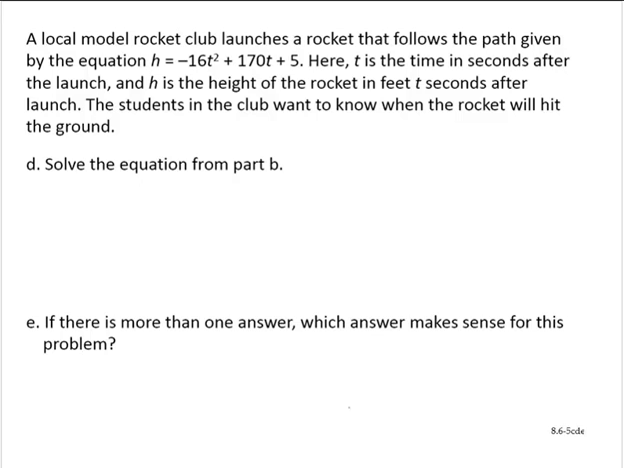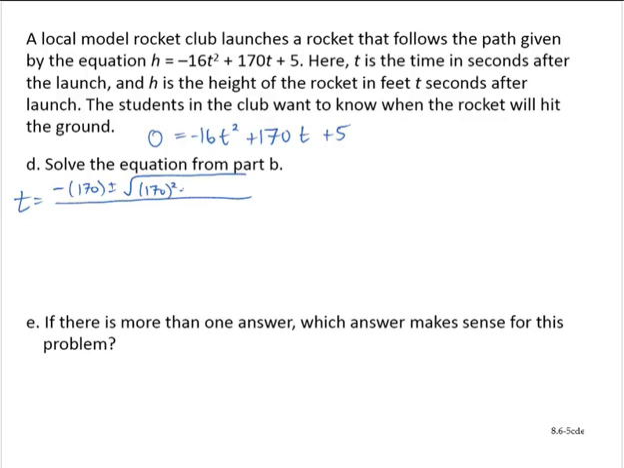Solve the equation from part B. Right, so recall that the equation was 0 is negative 16t squared plus 170t plus 5. This is a quadratic equation. It's in the standard form. We just have t instead of x. We'll apply the quadratic formula. t is equal to the opposite of 170 plus or minus the square root of 170 squared minus 4 by negative 16 by 5, over 2 times negative 16.